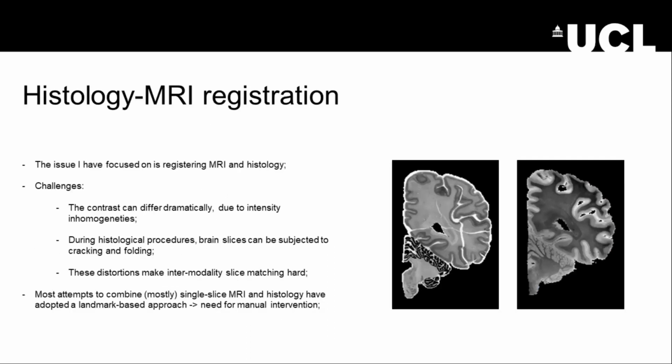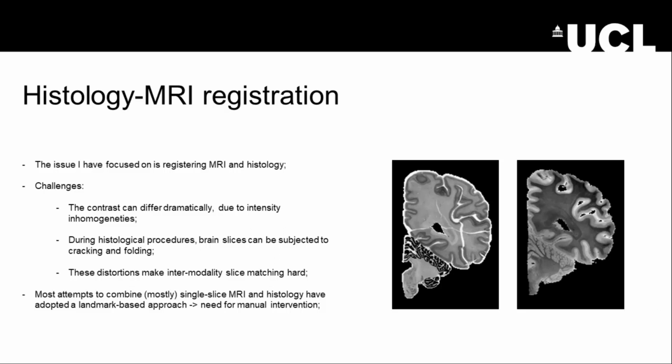So what I focused on in these last 4 months is trying to figure out how to register in a meaningful way MRI and histology. And as you can see already from just these two sample pictures from the Allen Atlas project, on the right the MRI looks fine. The histology on the left has two cracks. And you can see that the cerebellum in the MRI and the cerebellum in histology have completely different aspects.